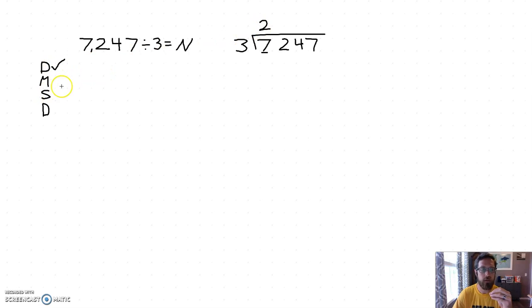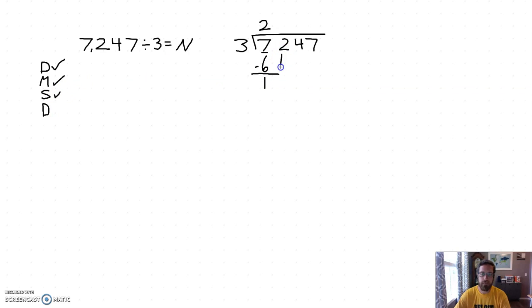I did that one. Then I'm going to multiply. What did I just write? I just wrote my 2. So 2 times 3 is 6. Great, I multiplied. Check it out. Now I'm going to subtract. I just wrote my 6, so I'm subtracting the 6 from the 7, which is 1. Great, check that off. And now I'm going to drop.